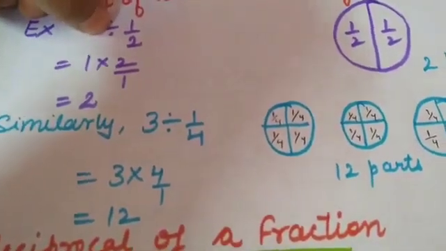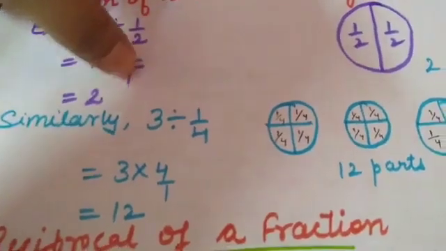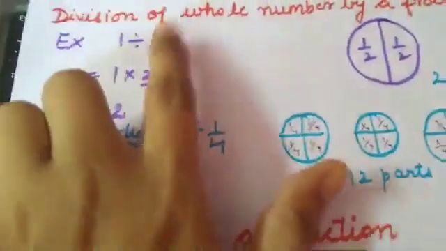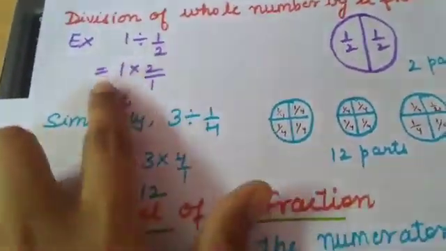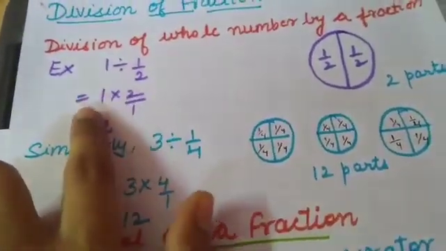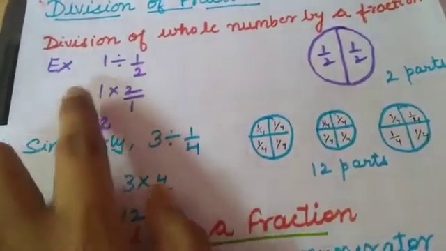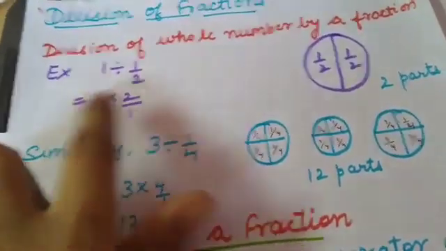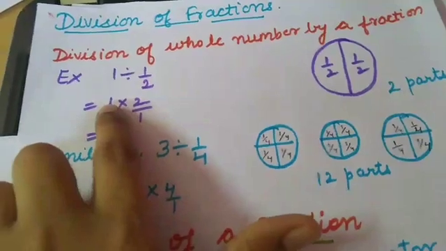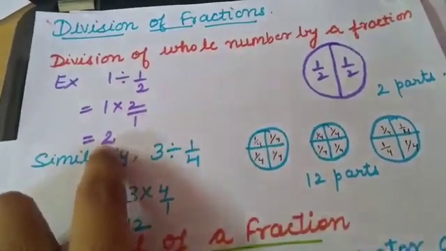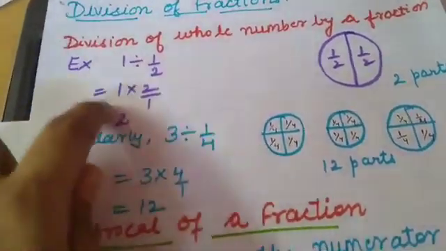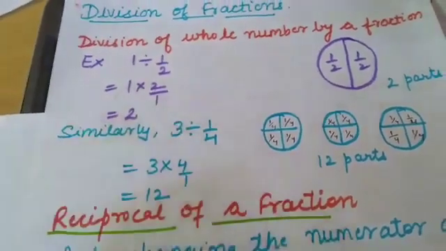You have to first change this division into multiplication. For that you have to take the reciprocal of the term which is just after the division. Reciprocal of 1 by 2 is 2 by 1. Then use the concept you have learned, multiplication of a whole number with a fraction. Multiply the numerators and multiply the denominators. Multiplying the numerator 1 into 2 you will get 2, and the denominator 1 into 1 is 1. So it will be 2 by 1. So you are getting 2 parts.